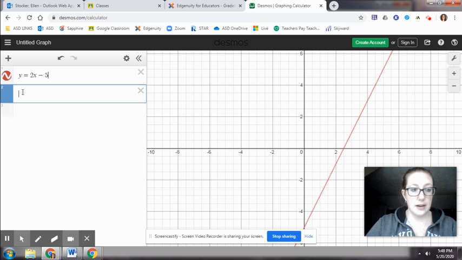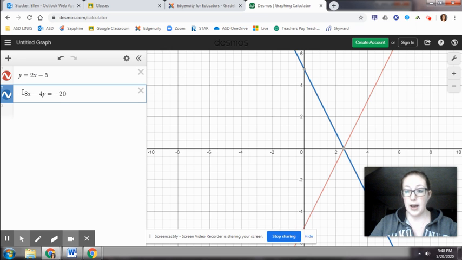Then click down in number 2, type your second equation. Negative 8x minus 4y equals negative 20. And you can use the same button for the minus and the negative. It should be the one up there near the 0 on your keyboard. And you notice you have your system of equations graphed.